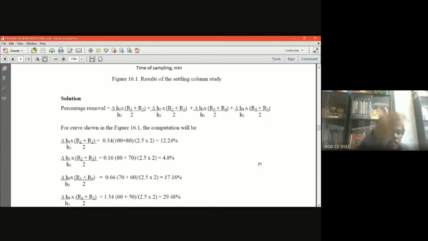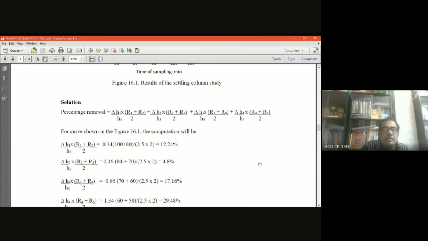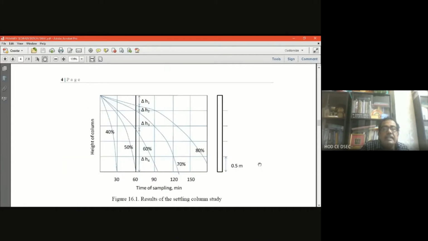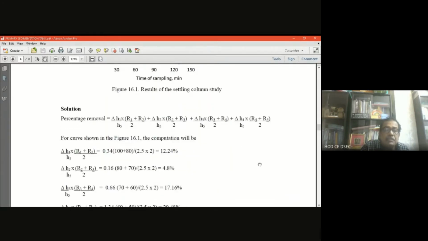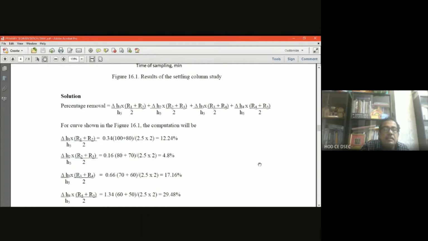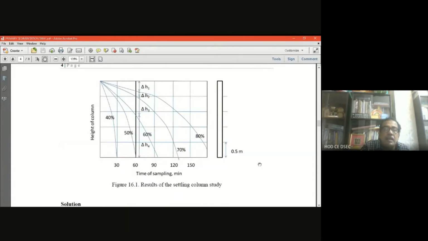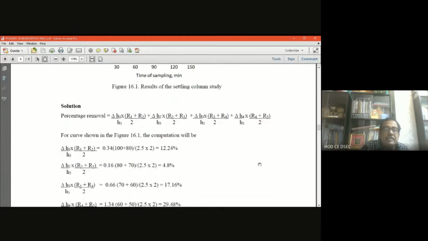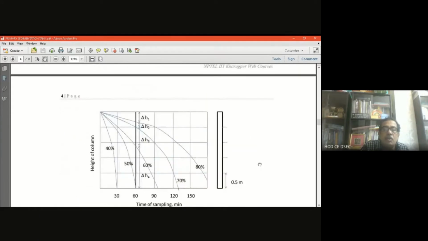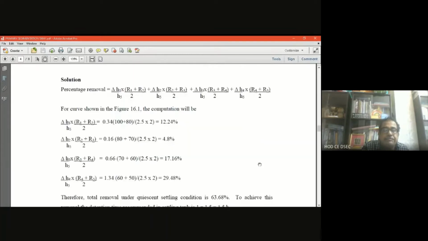Now go to the case of delta H3. Delta H3 is more than 0.5. So 0.5 plus 0.16, so 0.66 has been found. That means one slot of 0.5 is covered, and in another slot 0.16 is covered. So 0.66 covers 70 and 60, and you have to take the average between 70 and 60.